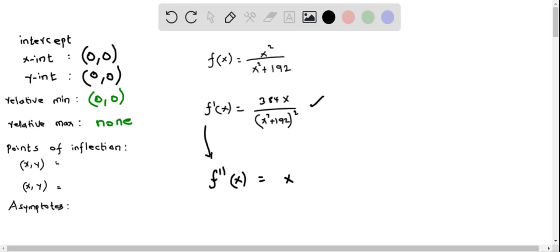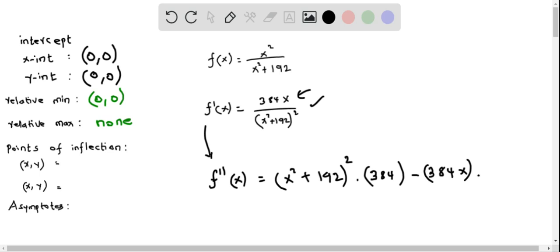So first, I write the denominator expression, that is x squared plus 192 quantity squared, and then multiply this with the derivative of the numerator polynomial. Here it is 384x. The derivative of 384x is 384, minus, now I write this numerator polynomial multiplied with the derivative of the denominator expression, that is x squared plus 192 squared.